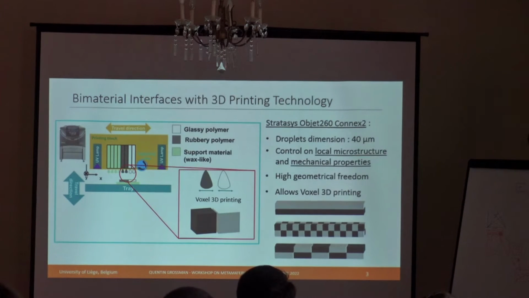We will reproduce them by using 3D printing technology. I pass a bit fast on this because Davide just showed it to you this morning. We use multi-material 3D printing from Stratasys. We have the possibility to print glassy polymer and rubbery polymer. We have small droplet dimension, which allows for good control on the local microstructure, and so the mechanical properties of the parts. Here we will work using what we call voxel 3D printing, so I will use reference unit cells called voxels that will be bigger than this minimal droplet dimension.